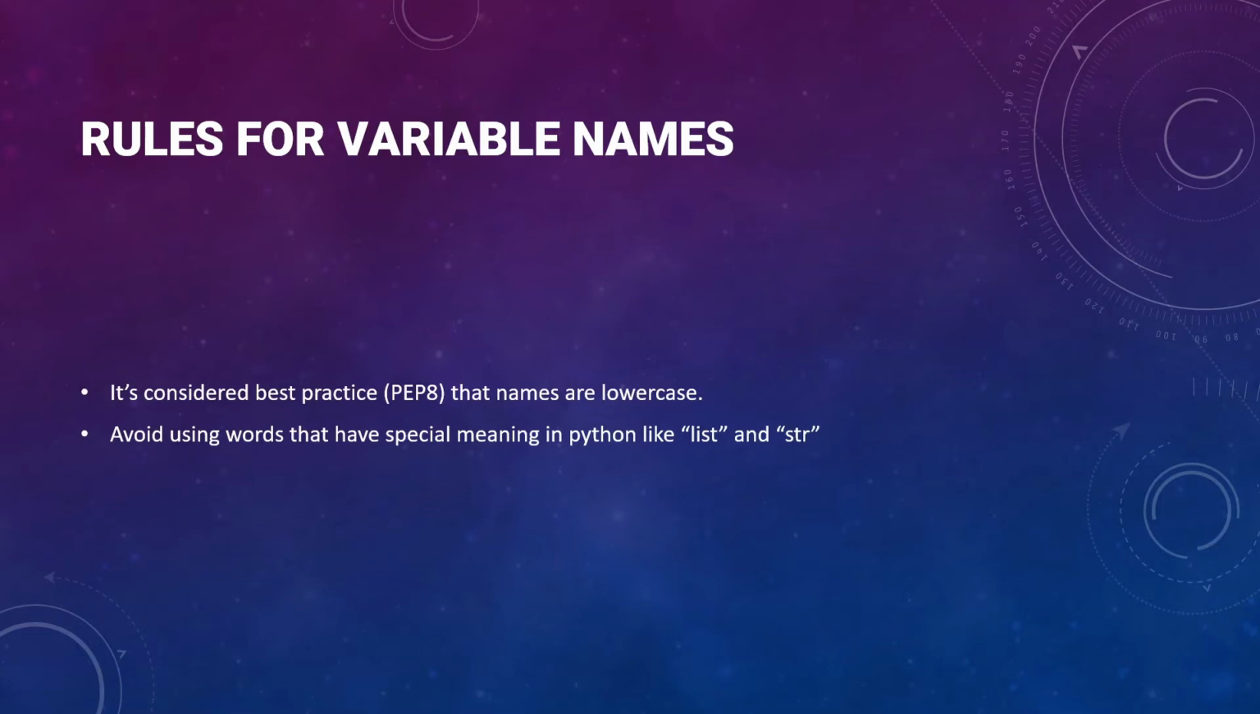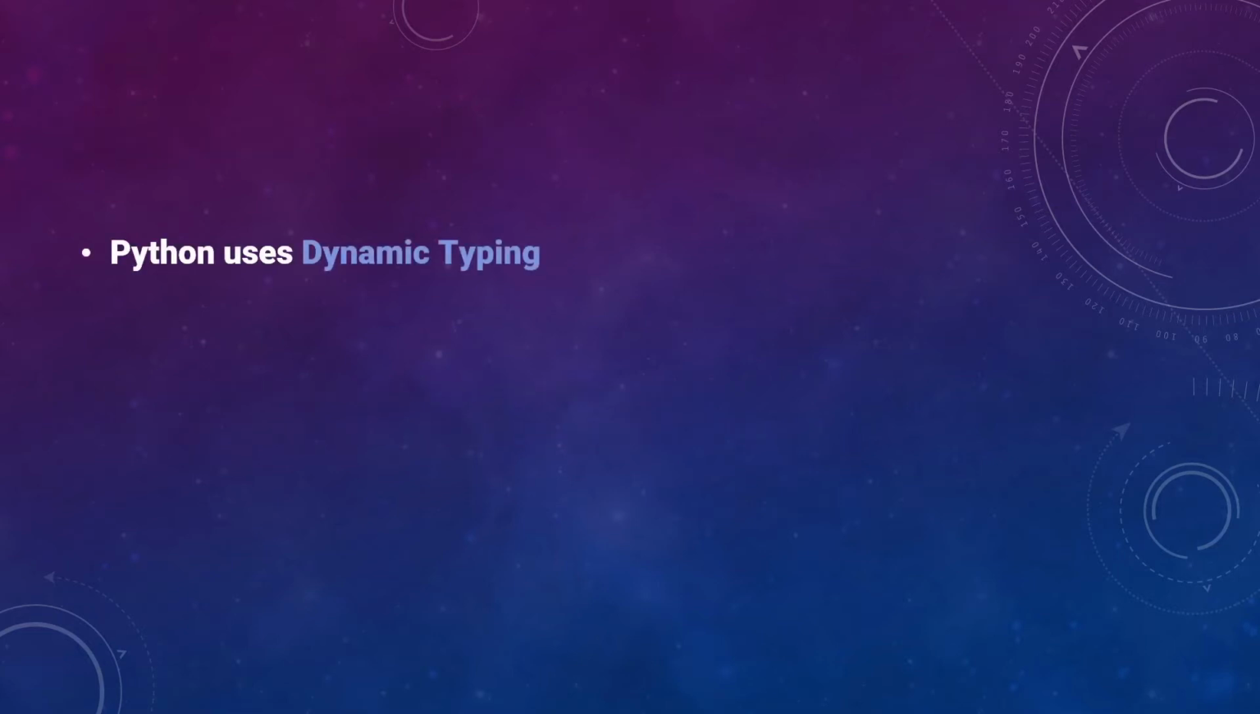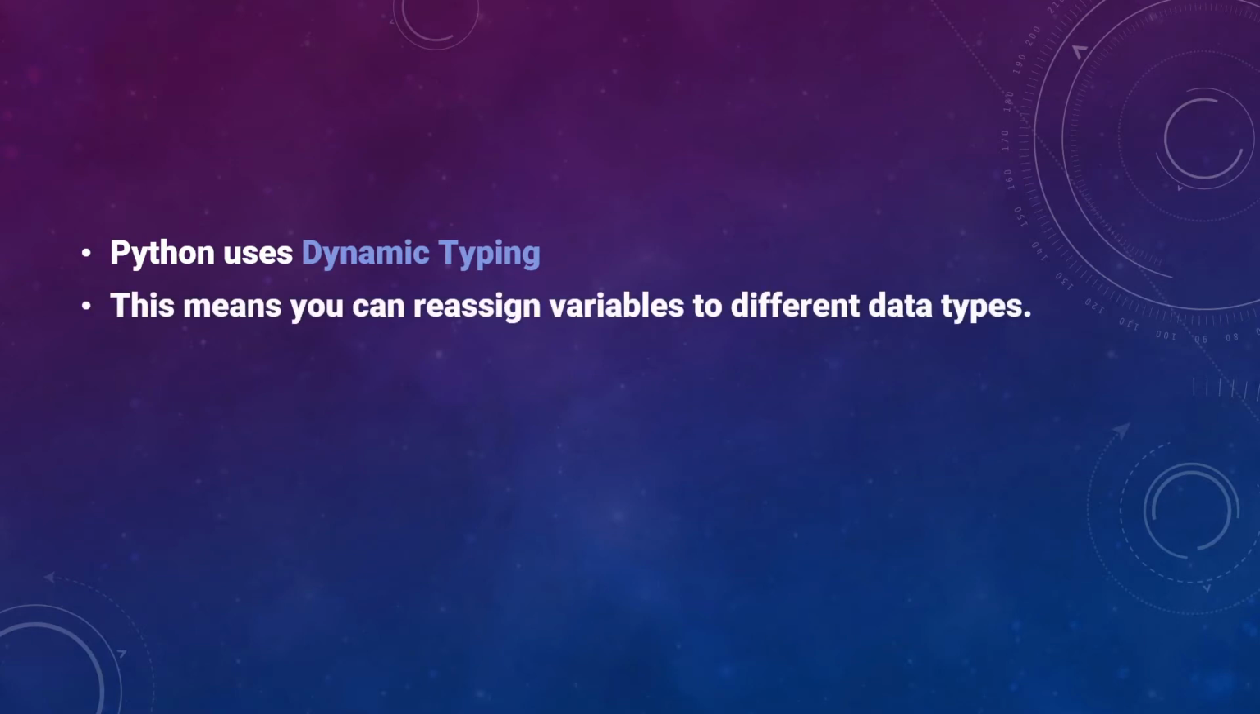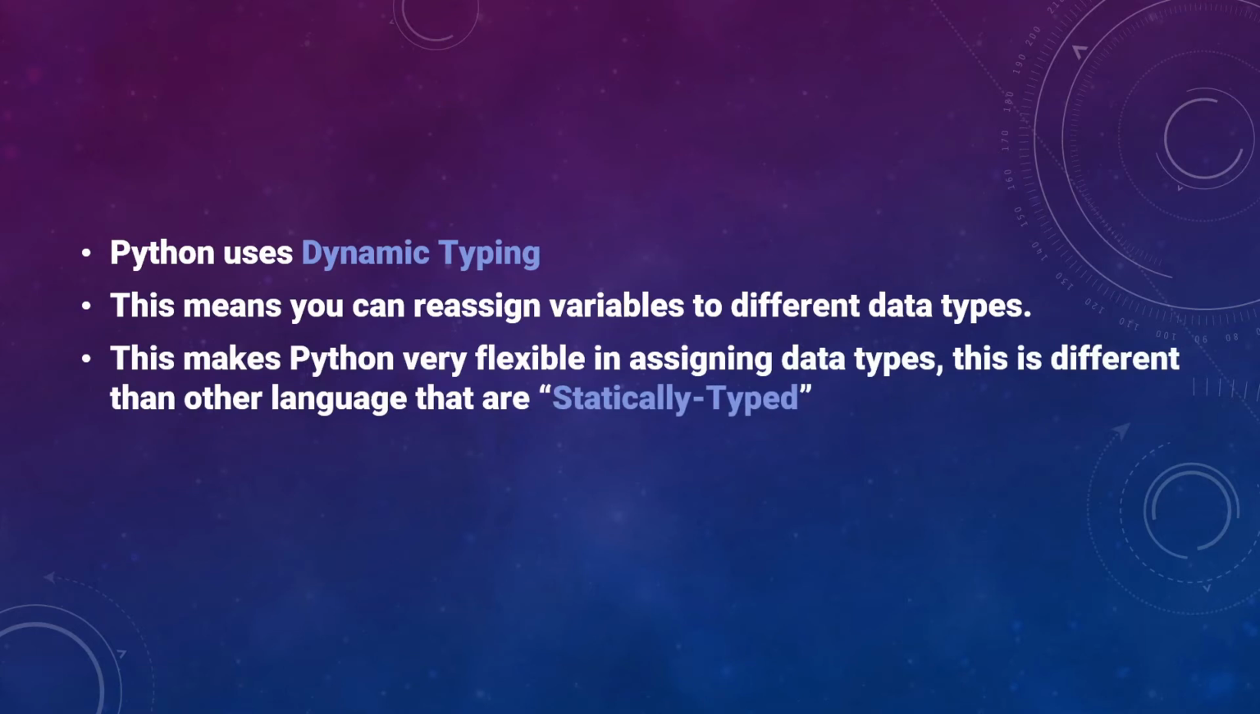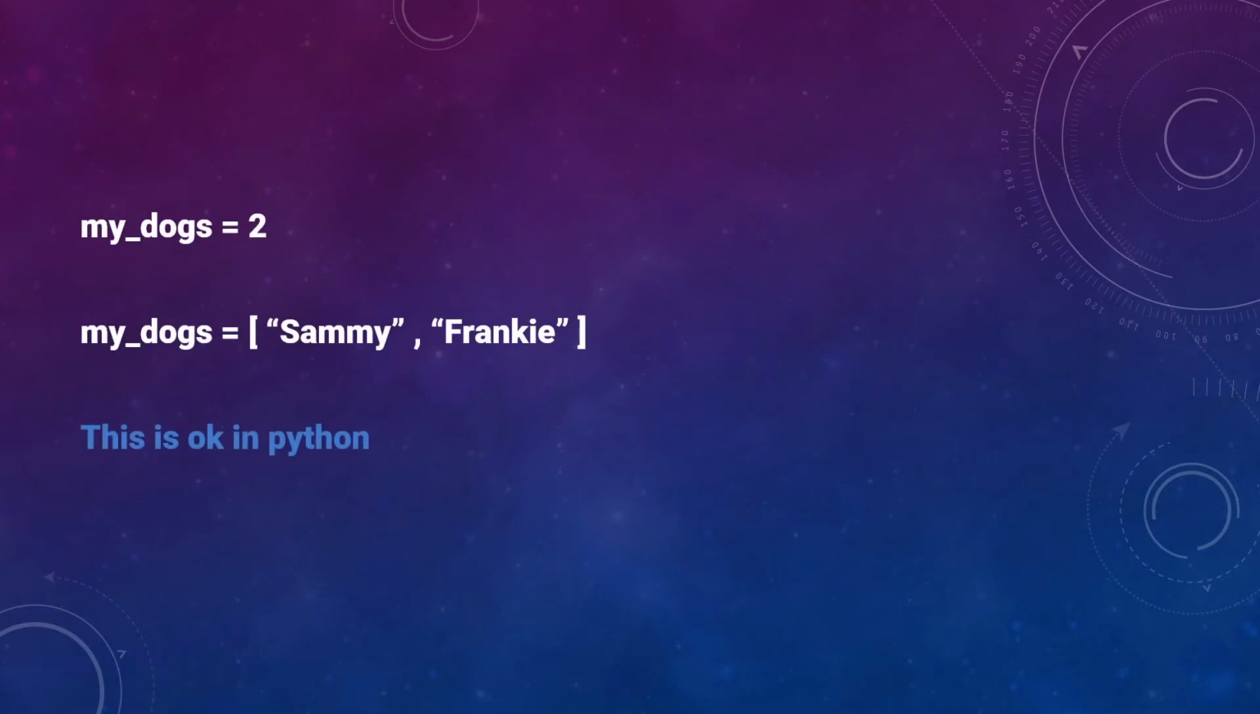Before we actually jump to the Python code, though, I want to mention that Python uses dynamic typing, and this means you can reassign variables to different data types. This makes Python very flexible in assigning data types, and that's actually different than many other programming languages that are statically typed. So let me show you an example of what I mean by this in Python. Something like this is totally okay. Here I have assigned my_dog variable name equal to 2, and then later on in my code I went ahead and reassigned the same variable name my_dog to a completely different data type, a list: Sammy and Frankie.